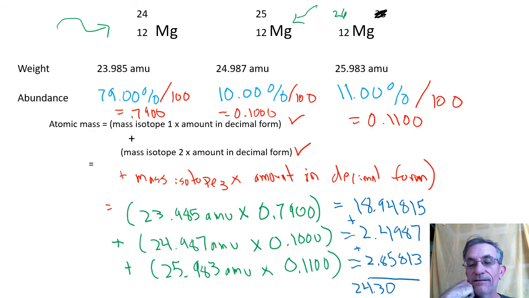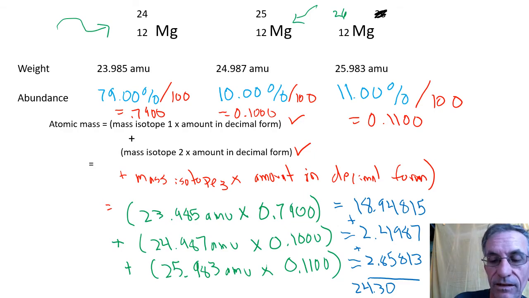And it's going to turn out to be 24.30. Now, just to remind you, this is a number. There's going to be a unit on it. It's not just 24.30. It should be 24.30 AMU. That should be the unit on that answer.